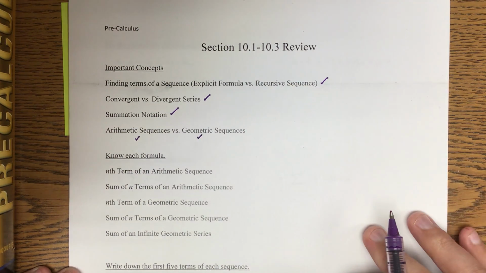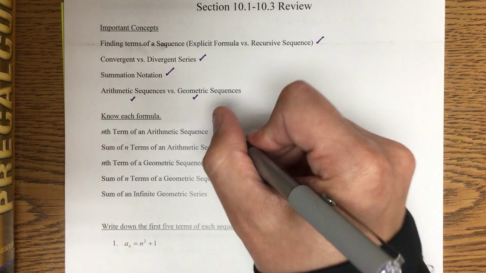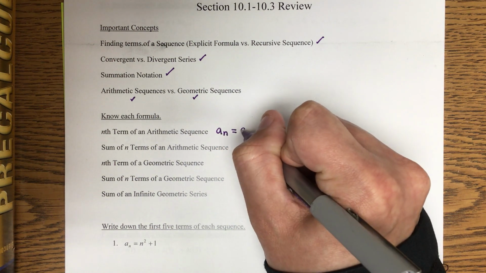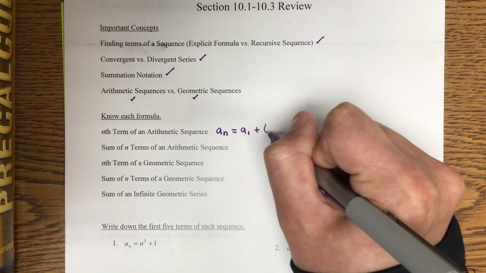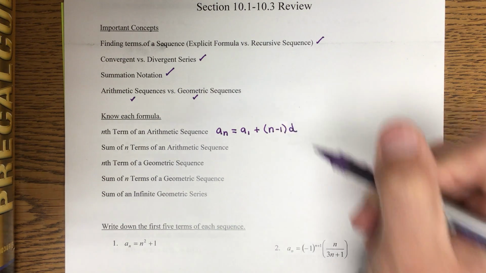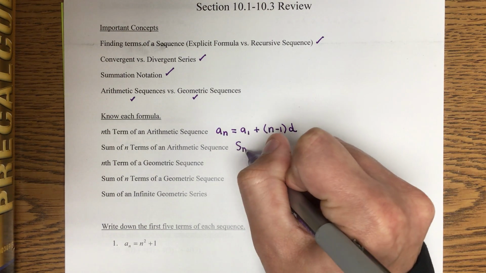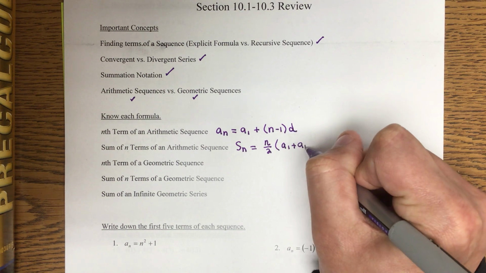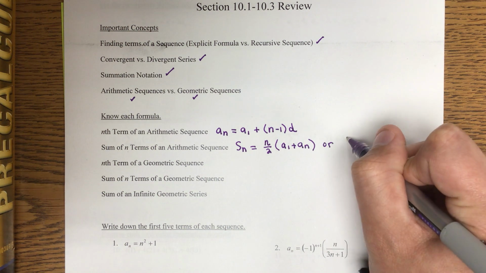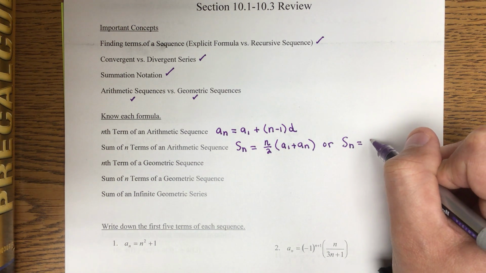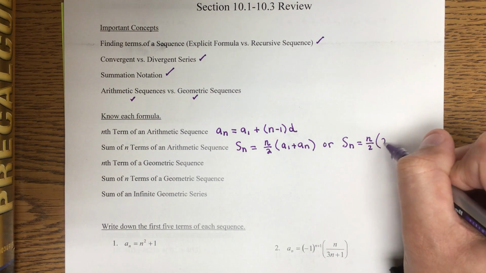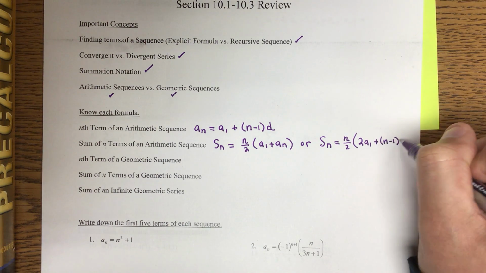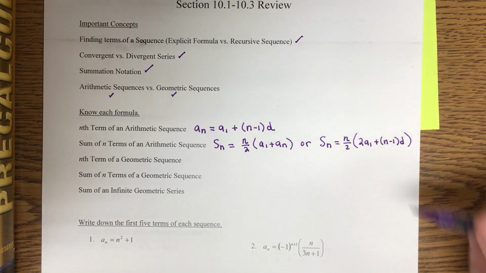Arithmetic and geometric had their own formulas. Just to recap, for the nth term of an arithmetic sequence, you take the first term and add n minus 1 times the difference. The sum of n terms is going to be n over 2 times a sub 1 plus a sub n, though there was an alternate formula. That was n over 2 times a sub 1, and then plus n minus 1 times d. It's basically a combination of these two formulas.